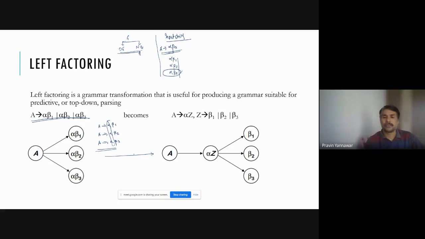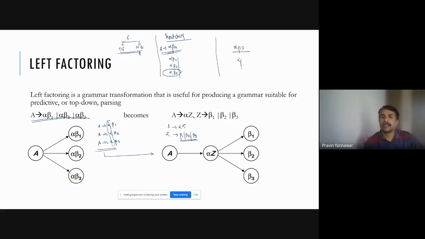When does a deterministic representation come? Like A implies alpha Z. What we have done is we have taken this common term out and represented beta 1, beta 2, beta 3 as Z. So A implies alpha Z. Then what is Z? Z is either beta 1, beta 2, or beta 3. Which means that if my input string is alpha beta 3, then I'll produce alpha and substitute Z by beta 3.